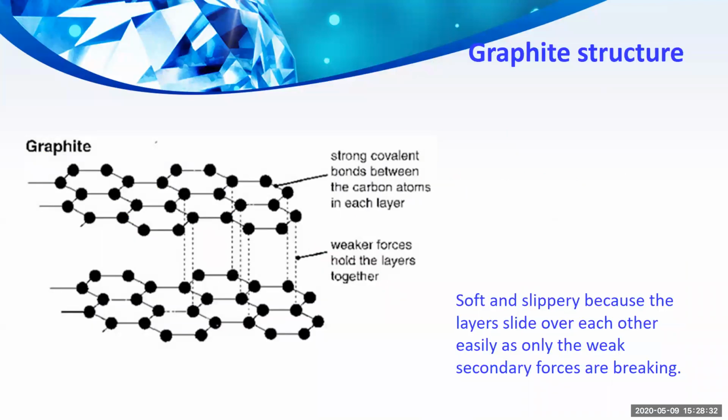So the structure of graphite is that it exists in these two-dimensional layers. And in each layer, you can see that each carbon atom is bonded to 3 other carbon atoms, and that forms a planar structure. There are weak secondary forces holding the layers together, and that's why it's soft and slippery. You're not actually breaking up that layer of carbon atoms because that's held together by strong covalent bonds. What you're actually doing is just sliding the layers off of one another, and that happens really easily because it's only those weak secondary forces that are breaking.